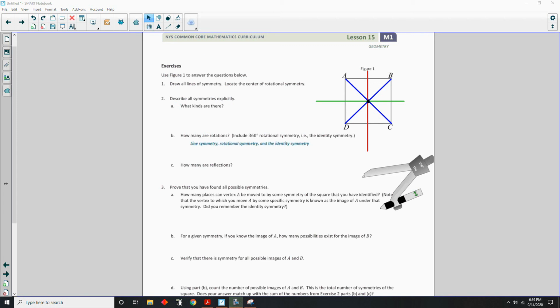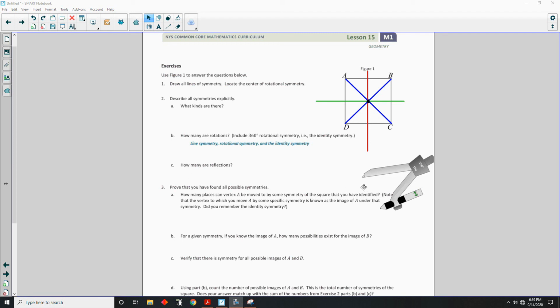Okay, so there's line symmetry, obviously, because we drew 4 of them: a red, a green, and 2 blue. There's rotational symmetry. We can rotate it 90 degrees. We can rotate it 180 degrees. We can rotate it 270 degrees. And we can rotate it 360 degrees. So there's rotational symmetry, and the 360-degree rotation is the identity symmetry.